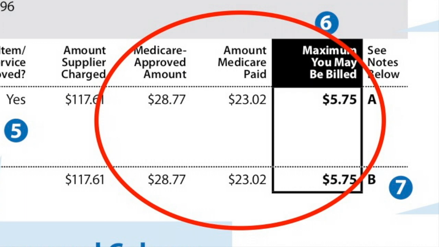Next is the column of the total amount you may be billed. This amount may be billed to you, or if you have a secondary payor, to them. It is highlighted in bold to make it stand out.